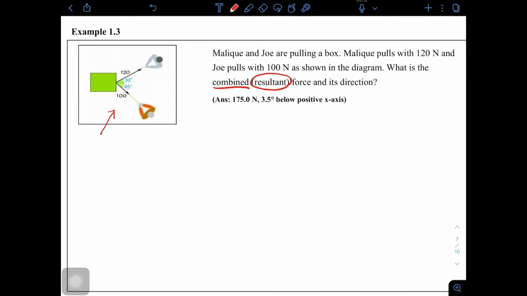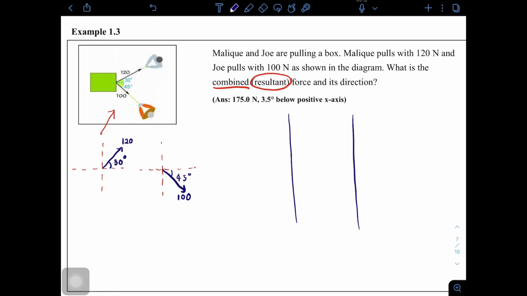So the first step, you have to draw axes for each vector. I have two vectors over there. This is for Malik. Malik pulls 120 Newton at an angle of 30 degrees and Joe pulls 100 Newton at an angle of 45 degrees. To find the combined force, we need to find the summation of the forces on the x and y components.